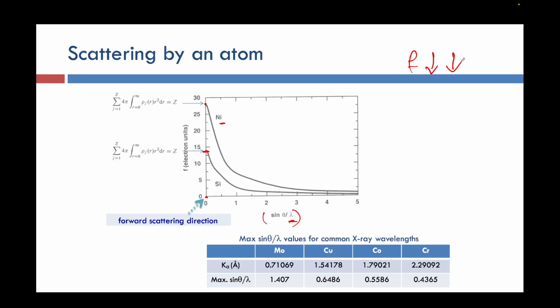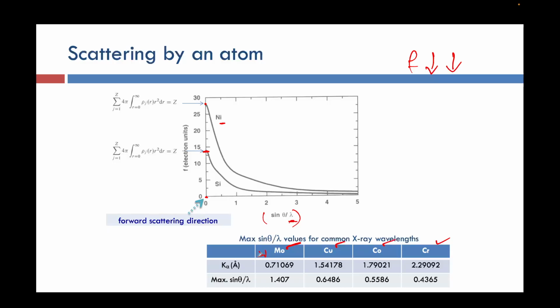And this is the region where you can see sine theta by lambda. Just a comparison I want to give you. There are different types of sources I told you about in the last class: chromium, cobalt, copper, molybdenum, right? You can see the molybdenum K alpha is 0.710, almost half of the copper K alpha line, right? But still we are using copper K alpha unless we have a specific use for molybdenum.